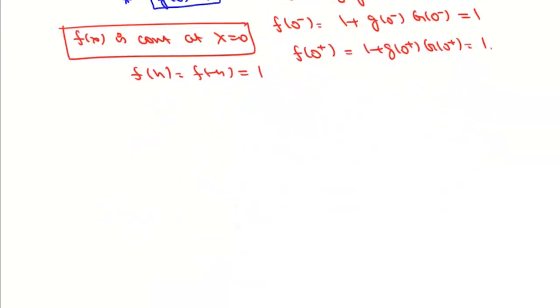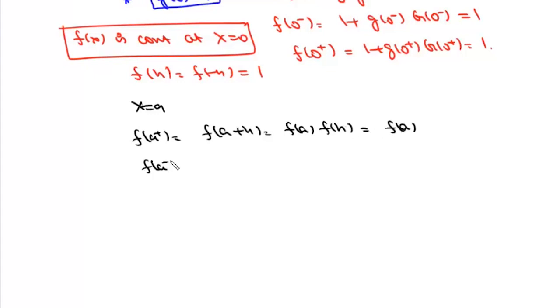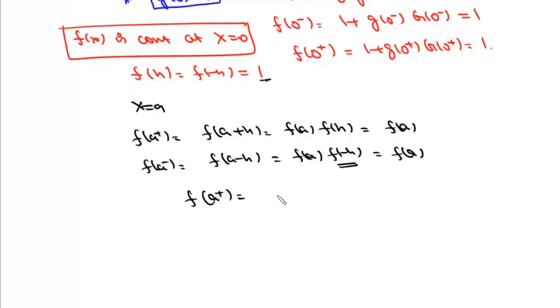Now we'll check for its continuity at any point x equals a. Now f(a positive) is f(a+h). Now it will be f(a) into f(h), and f(h) is simply 1. So it will be equal to f(a). And the same way, f(a negative) is f(a-h), which is f(a) into f(-h), and f(-h) is again 1. So it is equal to f(a). So for any point a, f(a positive) is equal to f(a negative) is equal to f(a). That means this function f is continuous at all the points.